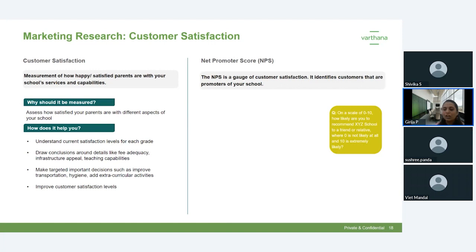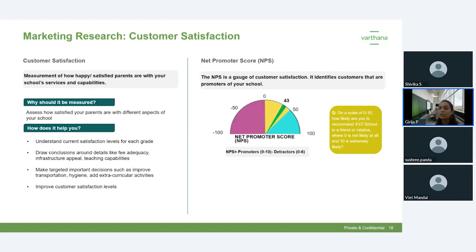So once you have asked this question to them, how can you measure their net promoter score? The parents who have scored you between 9 to 10 are your promoters, and the parents who have rated you between 0 to 6 are your detractors. If you want to know your net promoter score, subtract the detractors from the promoters, and it will give you the picture of how satisfied your parents are with your school.